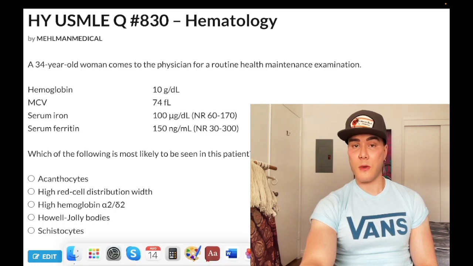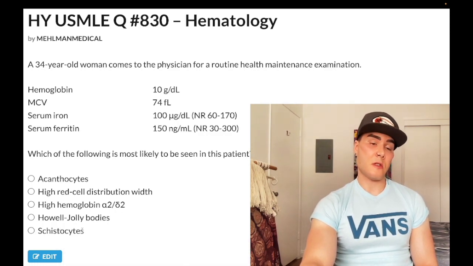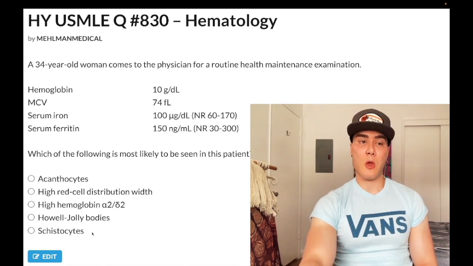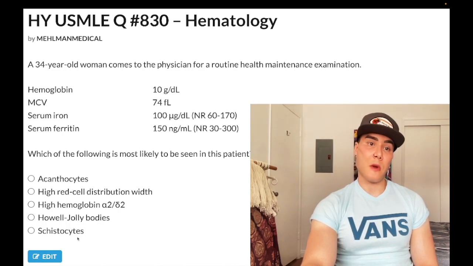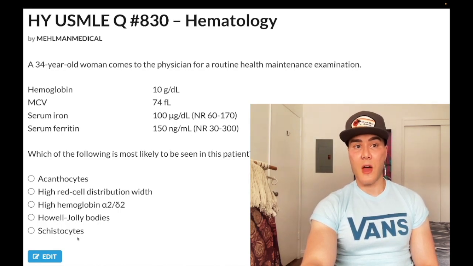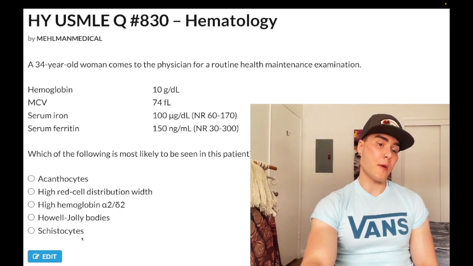Choice E, schistocytes, wrong answer. So schistocytes, lengthy discussion, okay? So these are the fragmented RBCs, can be seen in conditions such as hemolytic uremic syndrome, thrombotic thrombocytopenic purpura, HELLP syndrome, okay, in pregnancy, hemolysis, elevated liver enzymes, low platelet count, disseminated intravascular coagulation, prosthetic valves, mechanical hemolysis. Wrong answer.